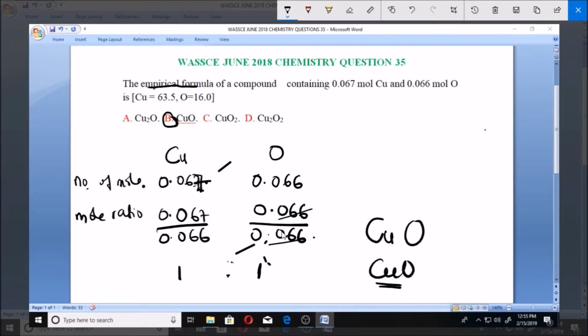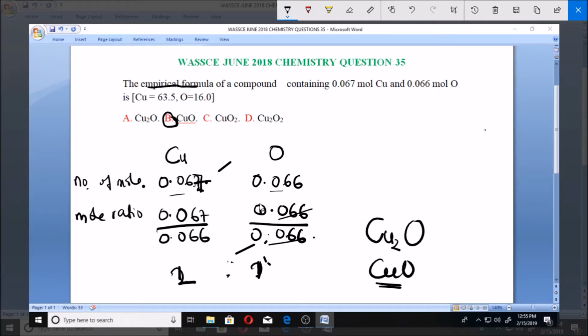I mean, if you have something like 1 here and 2 here, then you're going to have Cu2O. So it depends on the ratio. And how do you get the ratio? By writing down the number of moles and dividing through by the smaller one, so that you can have 1 on one side and another thing on the other side.